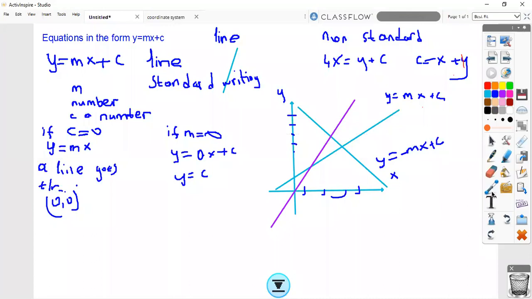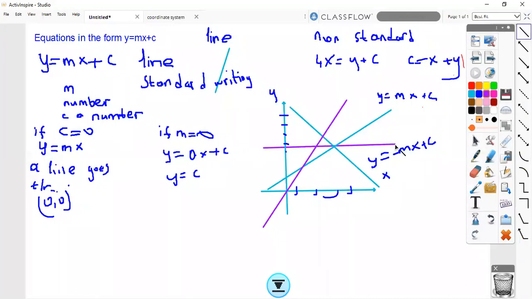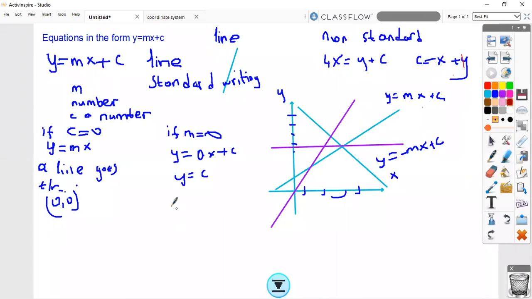It will be a horizontal line. C will be like this one. Now, if we say y is equal to 0, what will we have? We will have 0 is equal to mx plus c. Now here, this is 0, bring minus c, let's say, is equal to mx. Divide both sides by m: minus c over m. It's any number. It's equal to x.